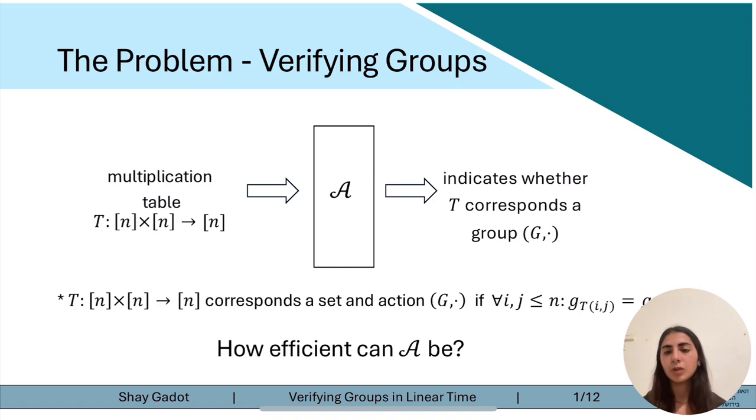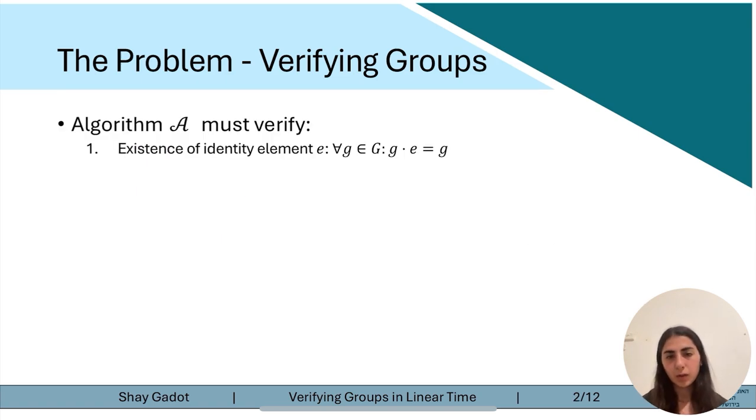So before we approach this question, we need to understand exactly what A needs to verify in order to verify G as a group. So A must verify three things. Number one, the existence of identity element. This can trivially be done by going through all rows of the table and making sure there is one element which all other elements stay the same under the multiplication with it. So this can easily be done in O n squared.